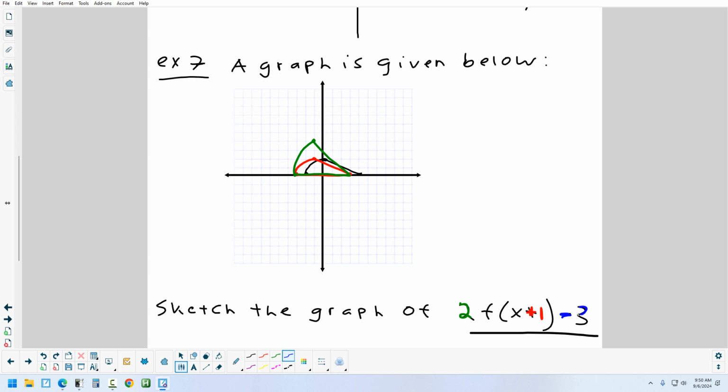And what is this minus 3 going to do? It's a minus 3 on the end of the function. Yep, a vertical shift down 3. So take every point, 1, 2, 3. 1, 2, 3. 1, 2, 1, 2, 3. So the final answer to this problem is the picture in blue.